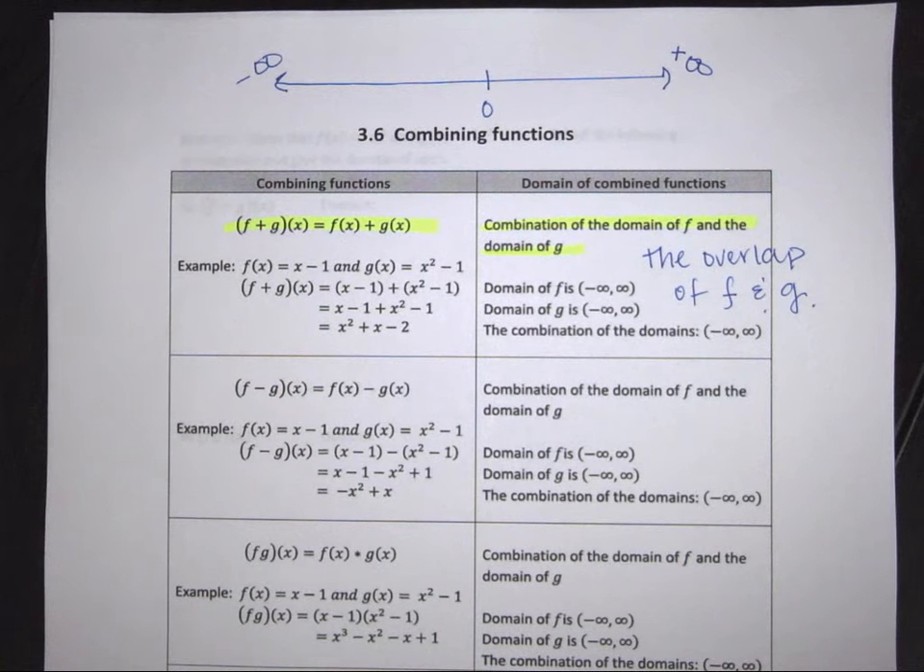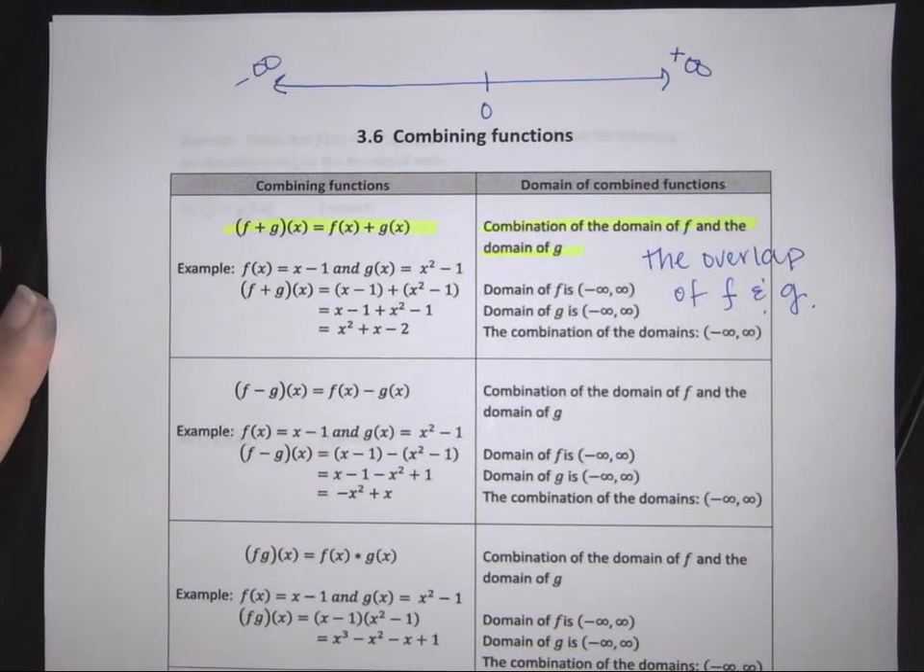Okay, so essentially what you would do is create a number line for your f, and then you would create a number line for your g, and then looking at them either side by side or top to bottom, you would simply look for where those two number lines overlap each other, and that overlap is going to be your overall domain for that combination.